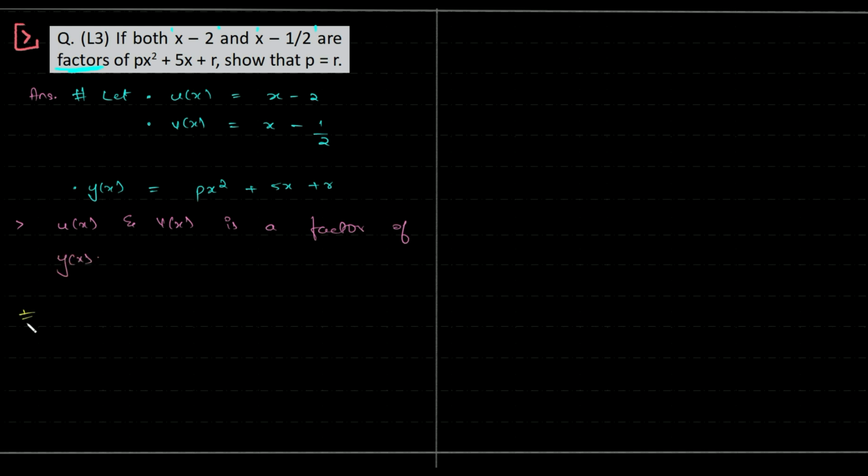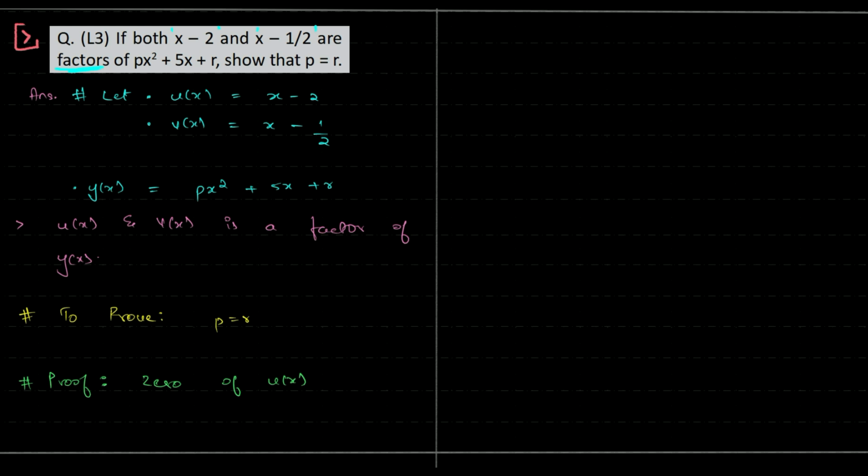We have to prove that p is equal to r. Now the proof. Okay, so how will we go about doing this? Simple. Since we are talking about remainder and factors, first we'll find the zeros of u of x and v of x. So we'll begin with the 0 of u of x.